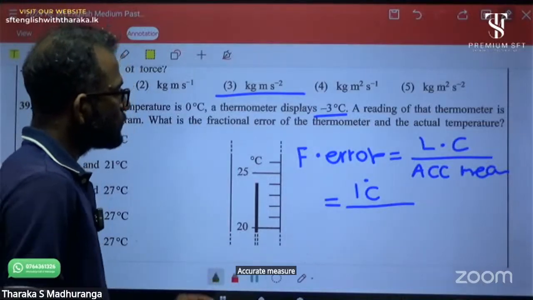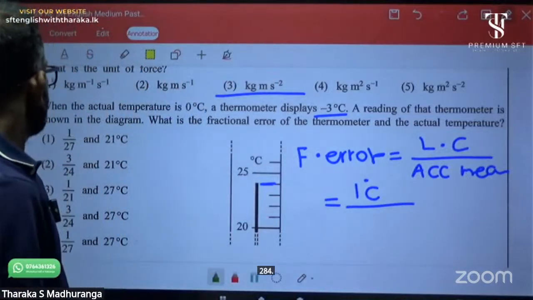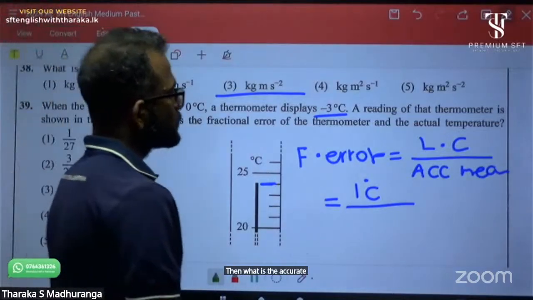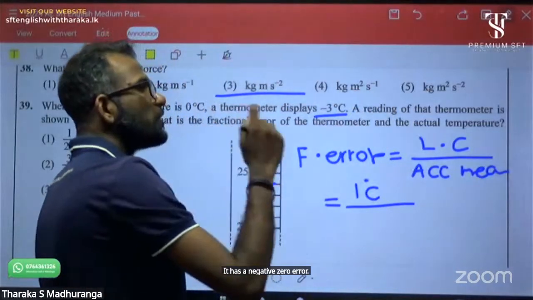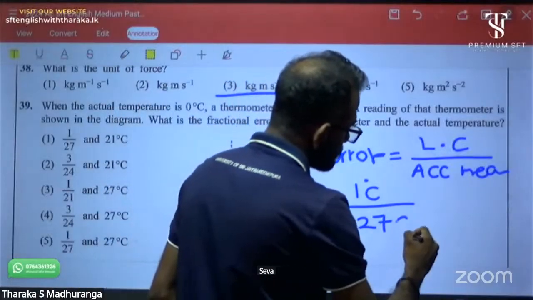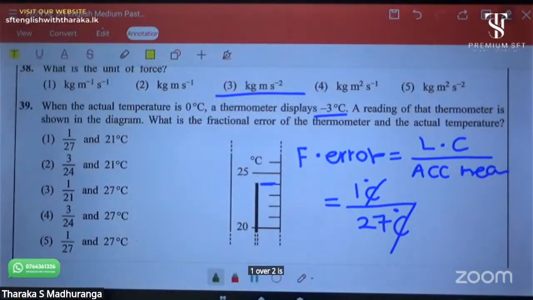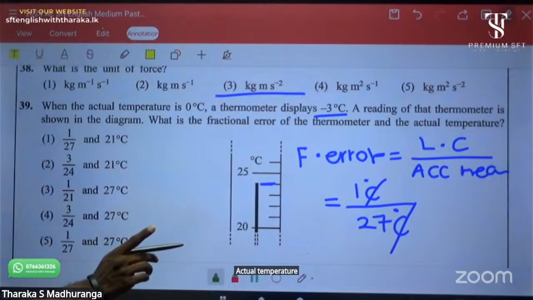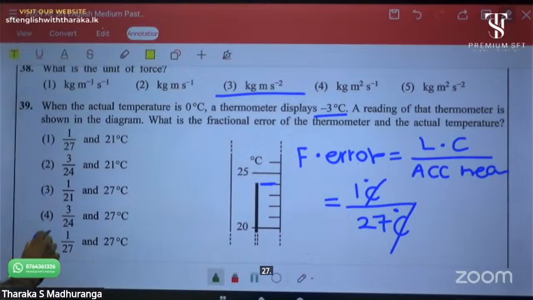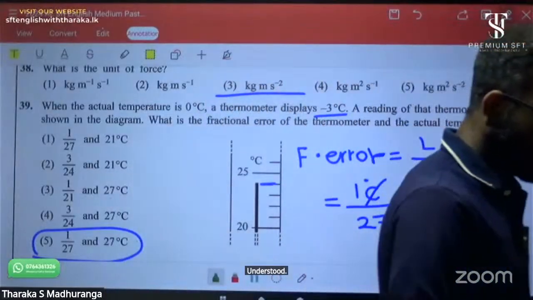Accurate measurement: the instrument gave the measurement 24, right? Then what is the accurate measurement? It has a negative zero error, so we have to add 3. Then 27, 27 Celsius. Now Celsius cancels Celsius. So 1 over 27, and the actual temperature is also 27. Answer number 5. Understood?